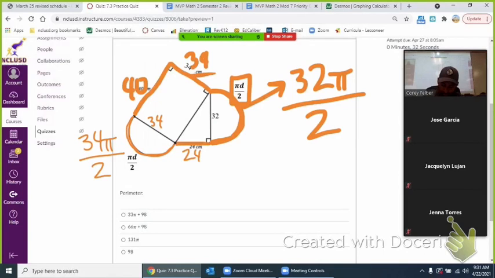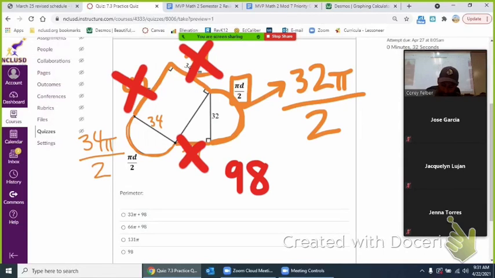All right, so when we do this, I'm going to go over this one with you. First I'm going to add up all the numbers. So 40 plus 34 plus 24 gives me 98. All right, now we got to worry about the pies.